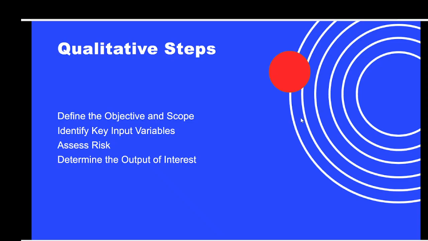Lastly, we determine the output of interest. This means that we clearly define the dependent variable or outcomes that we want to analyze the sensitivity of. This could be profit, net present value, market share, etc.